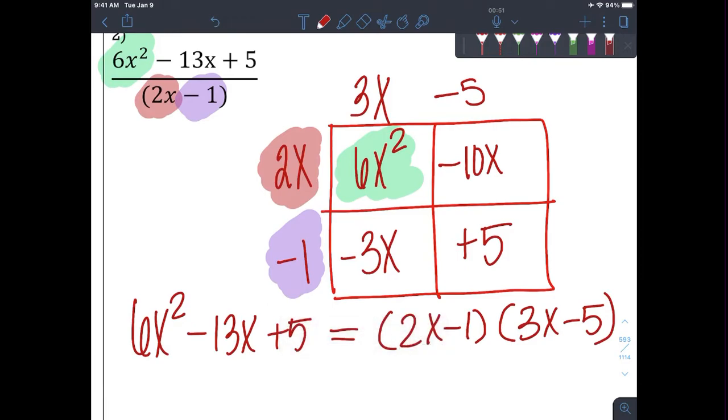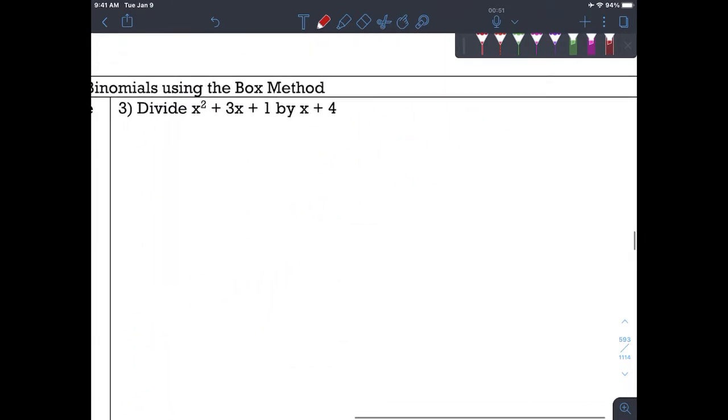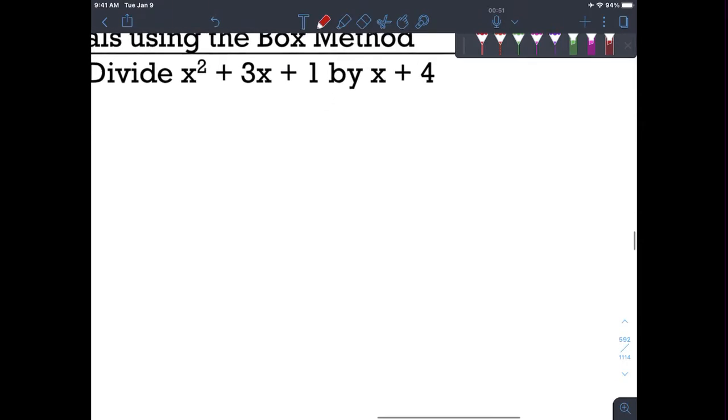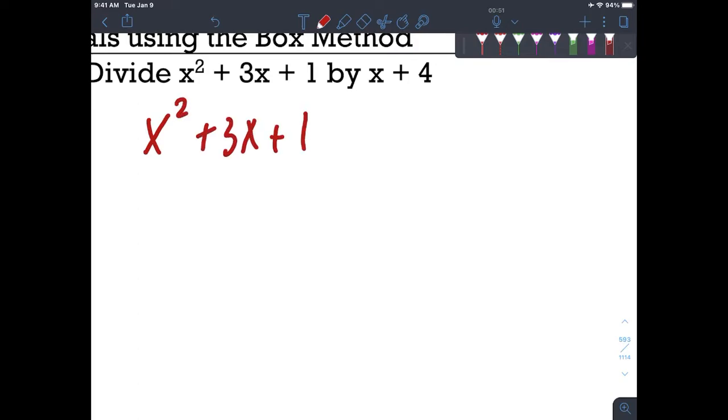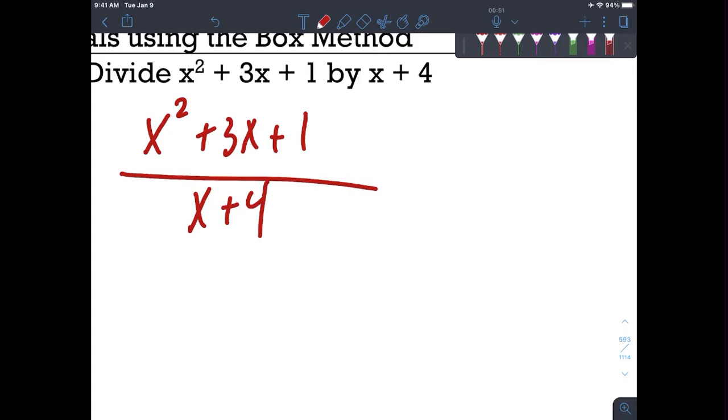So sometimes you might end up with a question that gives you something weird in your box. And that's going to happen with this guy here. So here they want me to take x squared plus 3x plus 1 and divide it all by x plus 4. Okay, that's fine. Let's go ahead and make our box.